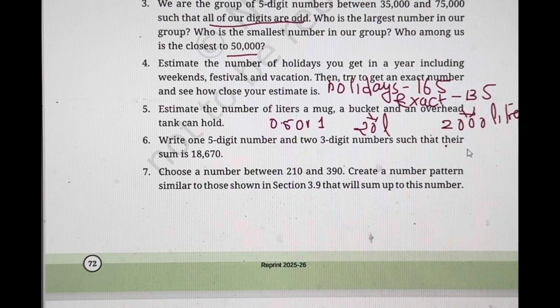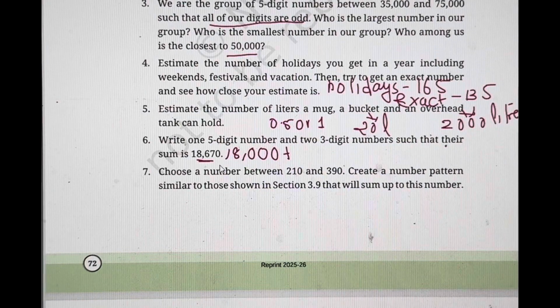Question number 6 is, write one 5-digit number and two 3-digit numbers such that their sum is 18,670. So we need one 5-digit number and two 3-digit numbers. So what we can do, we want one 5-digit number, so that's easy. You can take it as 18,000. Okay. Now this 670, it's a 3-digit number. So that you can split into two 3-digit numbers and you can get many combinations.